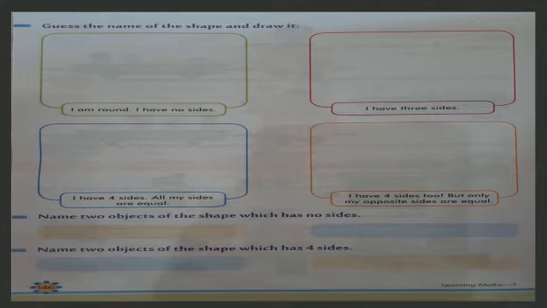Now see the next question. Name two objects of shape which has four sides. We have to find such objects that have four sides. So think about it. Which are those objects? The objects are blackboard and notebook. So write down in the first box blackboard, BLACKBOARD, and in the second box notebook, NOTEBOOK. Done with your writing? Okay.